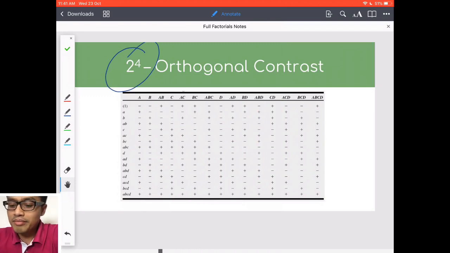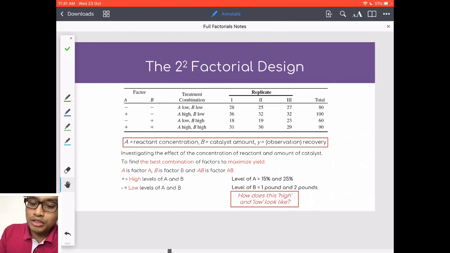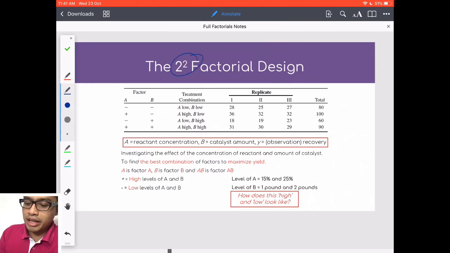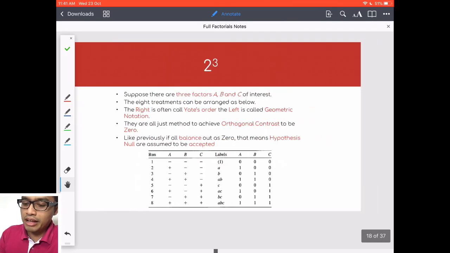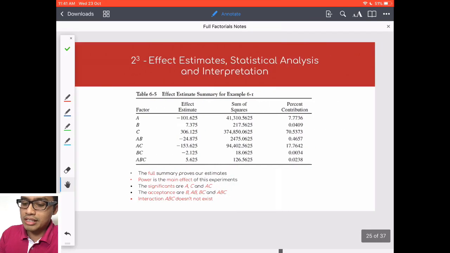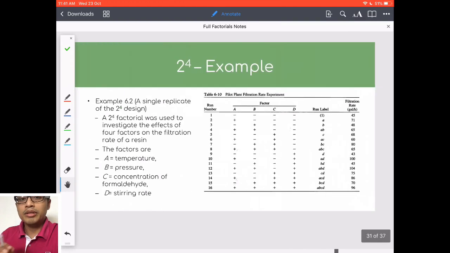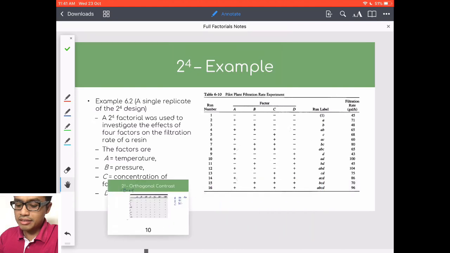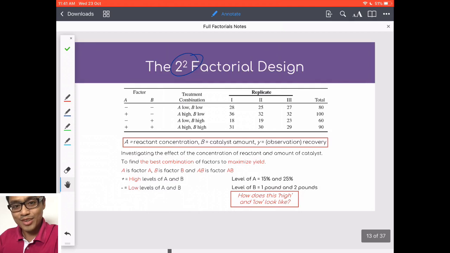Okay, so why not we just go straight to the 14th slide, to one of the experiments. So I will do a 2 to the power of 2 case study, right? And then you have a 2 to the power of 3 case study, and you have a 2 to the power of 4 case study. We will go one by one, example by example. Okay, so bear with me. It's not that hard. It's quite easy. It's just that it'll take a longer time to calculate. Right?